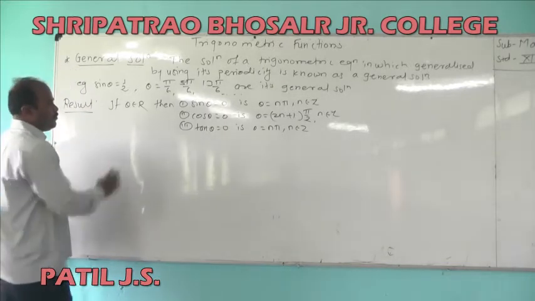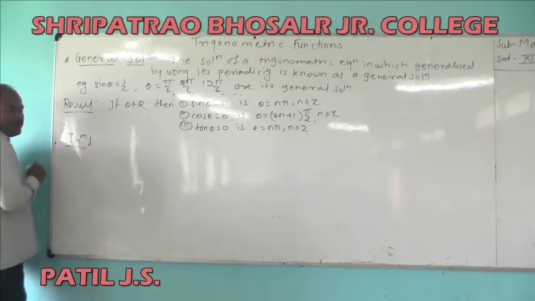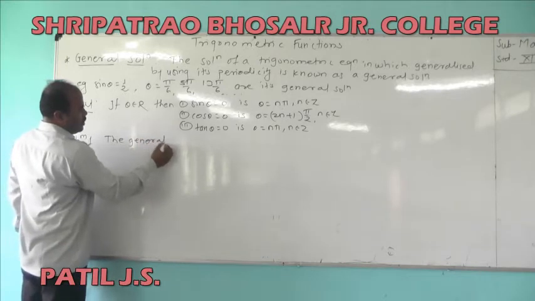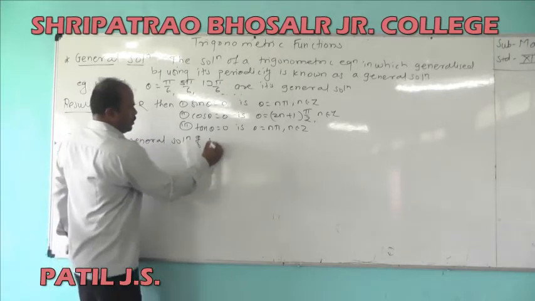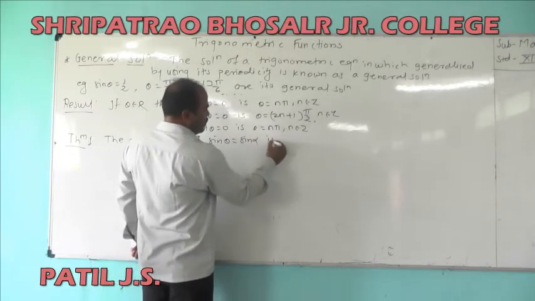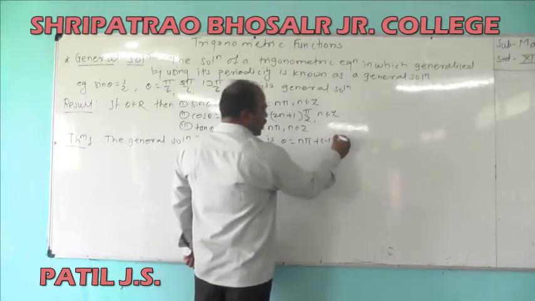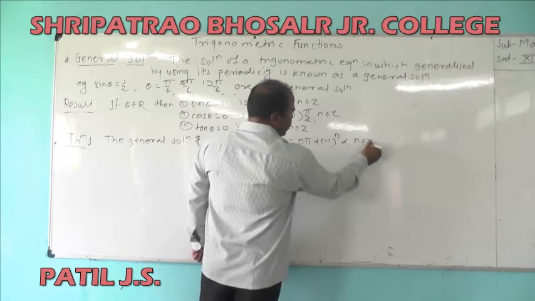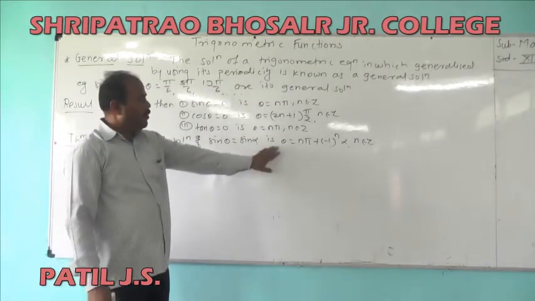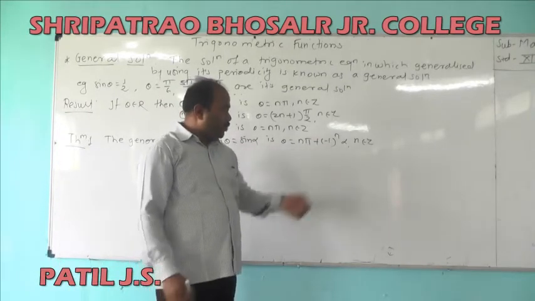That was the first result. Next is the theorem. Theorem first: the general solution of sin theta is equal to sin alpha is theta is equal to n pi plus (minus 1) raised to n into alpha, n belongs to Z. That is, sin theta is equal to sin alpha implies theta is equal to n pi plus (minus 1) raised to n into alpha.